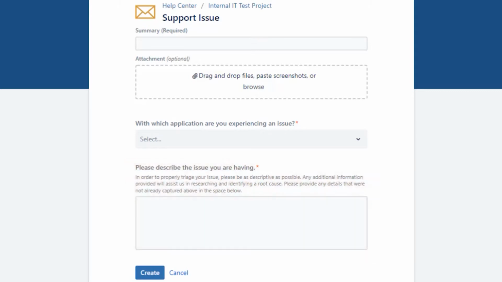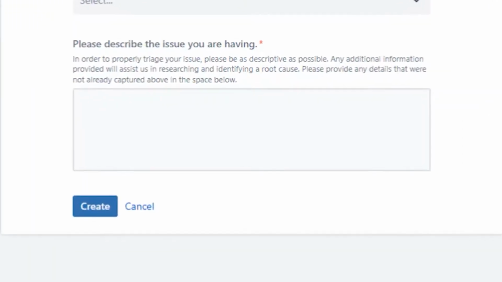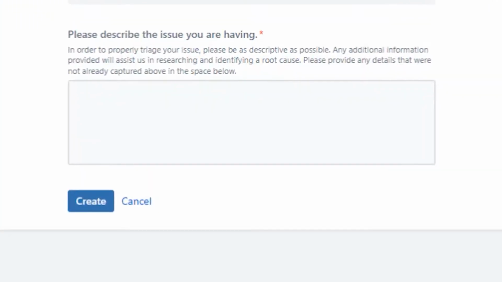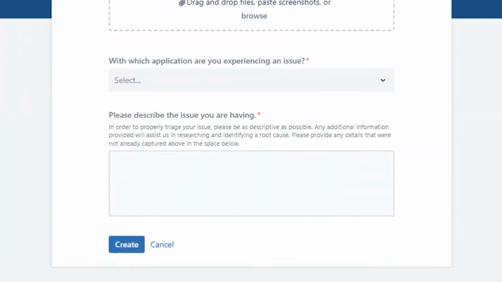The agent is given the following prompt. In order to properly triage your issue, please be as descriptive as possible. Any additional information provided will assist us in researching and identifying a root cause. Please provide any details that were not already captured above in the space below.